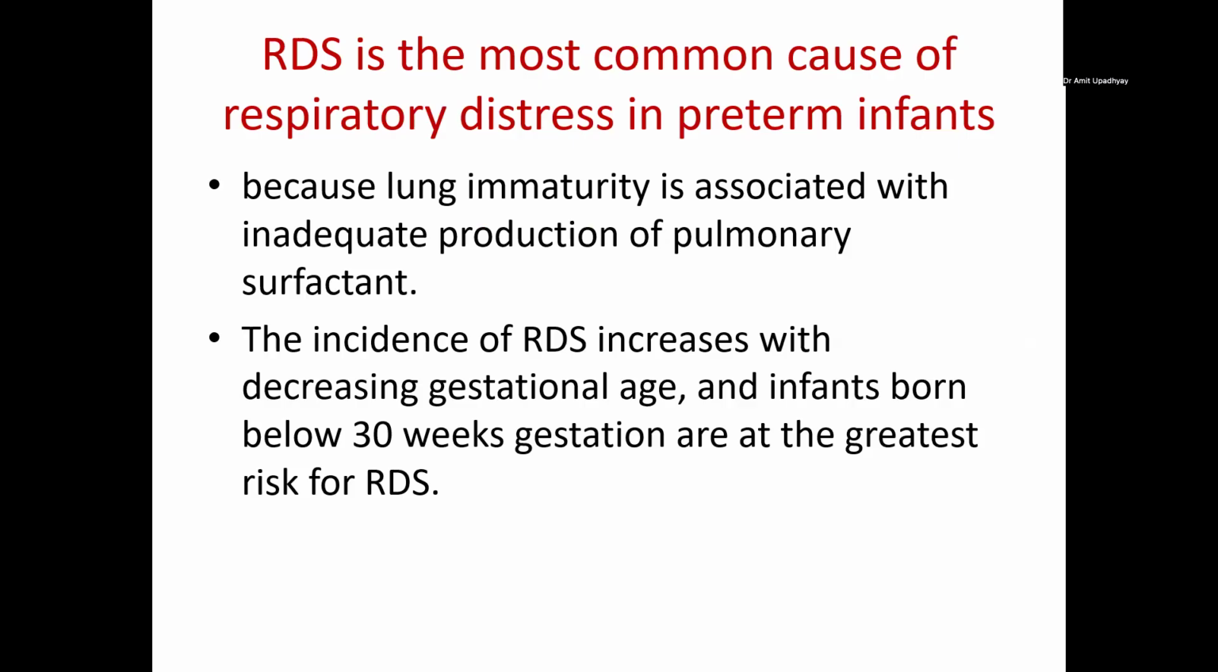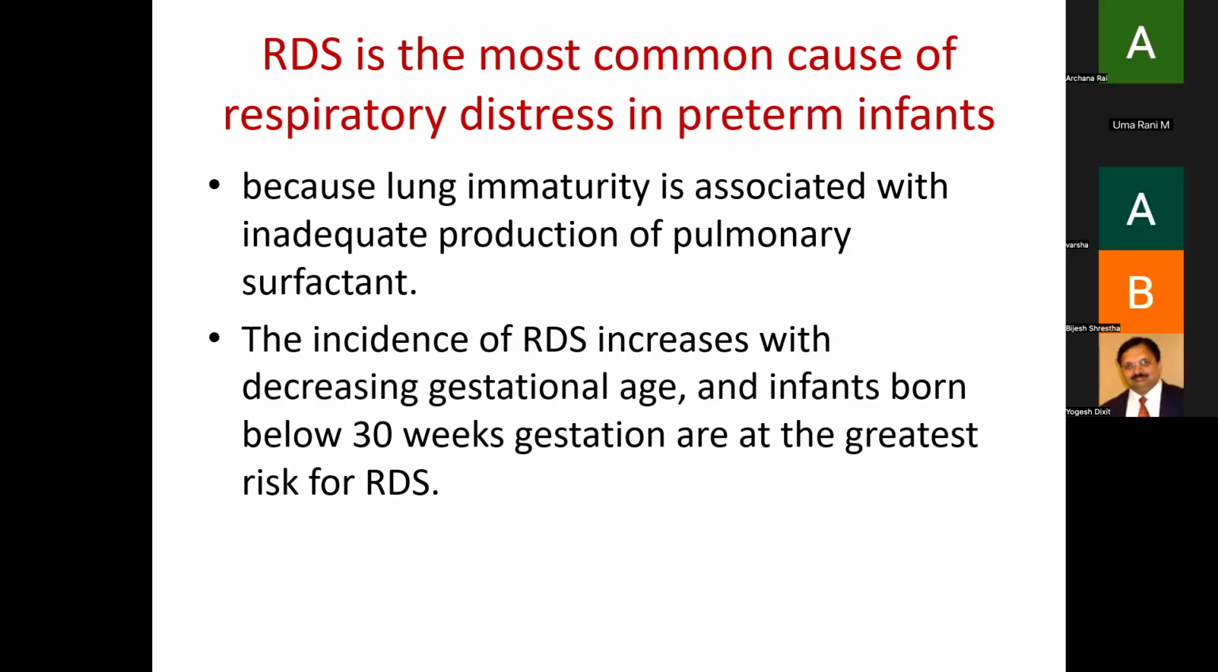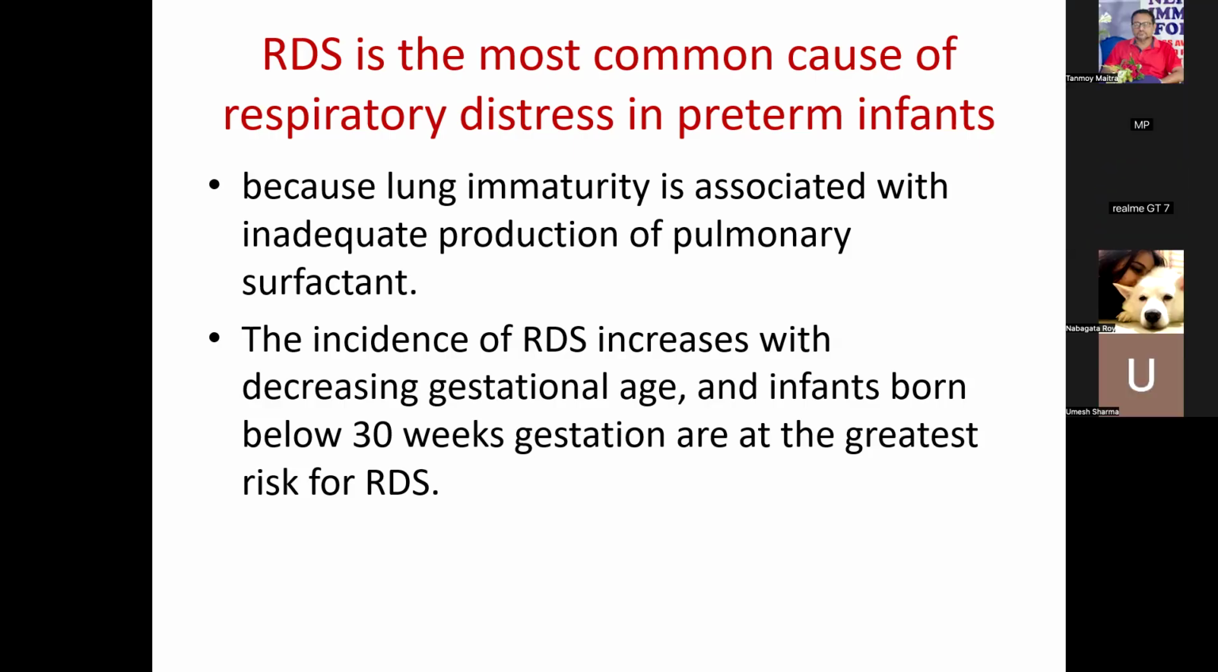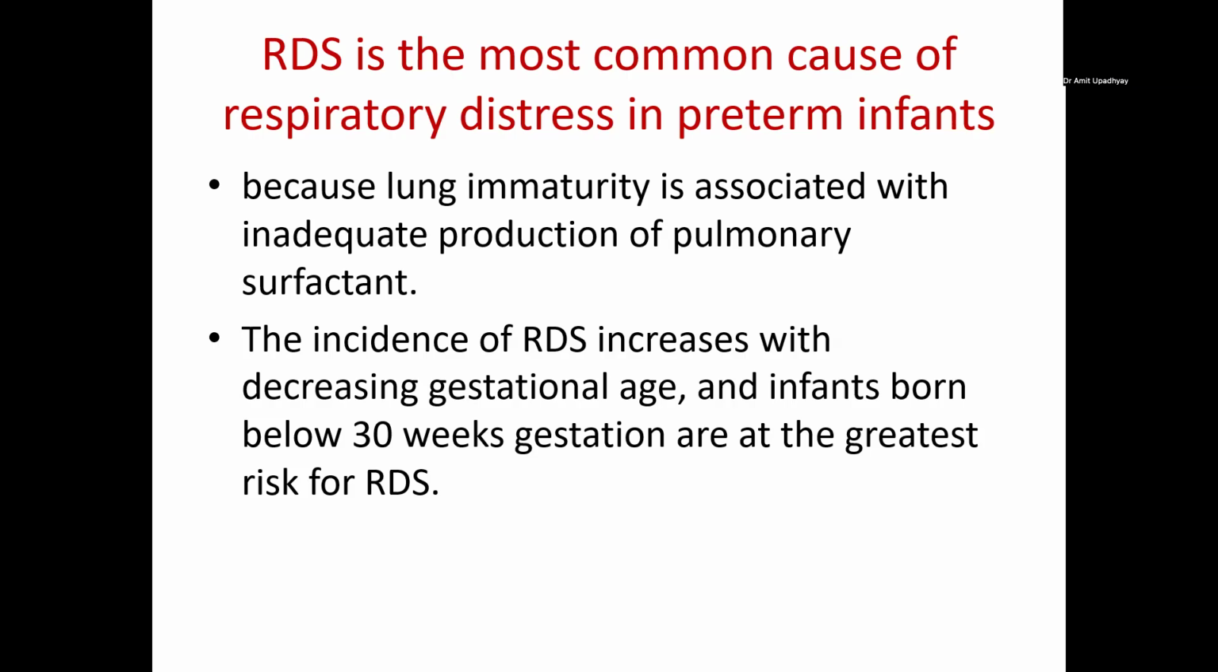RDS is the most common cause of respiratory distress in preterm infants because lung immaturity is associated with inadequate production of pulmonary surfactant. Incidence of RDS increases with decreasing gestational age, and is maximum in infants born below 30 weeks. All babies under 28 to 30 weeks may have some element of RDS. Even if the distress doesn't require respiratory support, a baby would qualify to have RDS if he has some signs on chest X-ray to suggest the same.